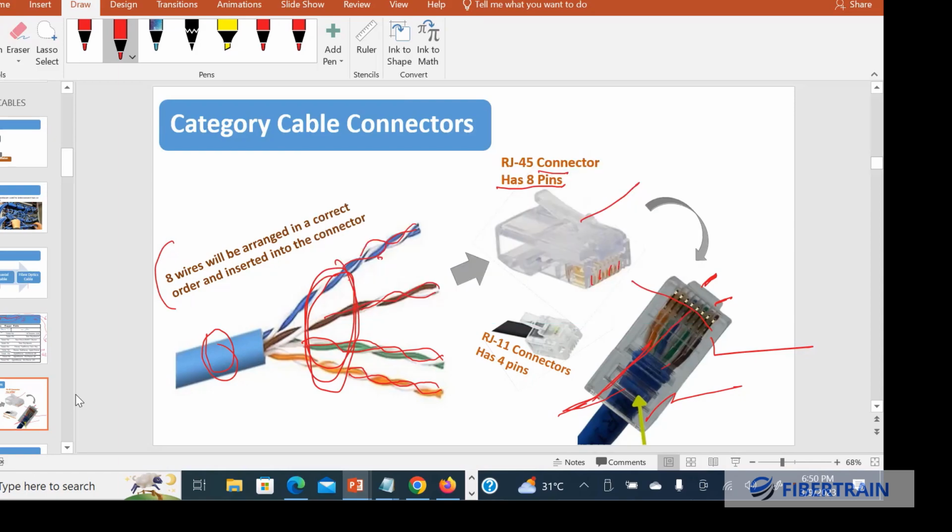The cables, first of all, have to be untwisted and be straightened in a way that each of the wires will be very close to each other, but no wire should be on top of each other. So all of them should be in a straight line like this, and then we'll insert them into the RJ45 connector.